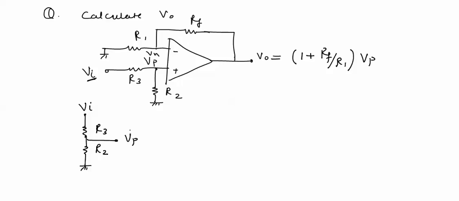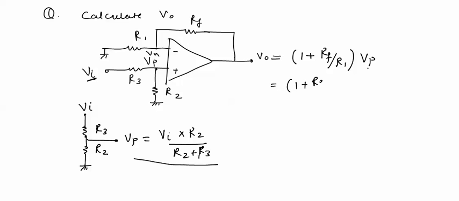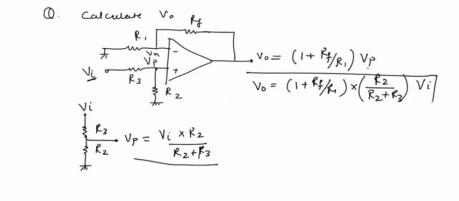This potential Vp can be found out. According to the potential division rule, Vp will be equal to Vi into R2 upon R2 plus R3. So this can be substituted in this. We get V naught equal to 1 plus Rf upon R1 into R2 upon R2 plus R3 into Vi. This is the final expression for the output of this circuit.